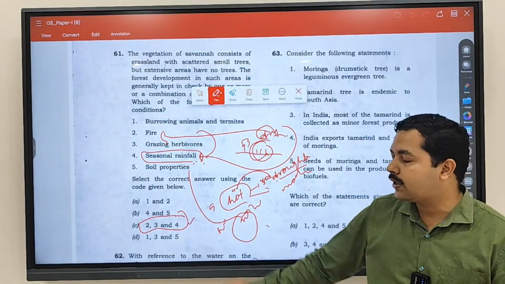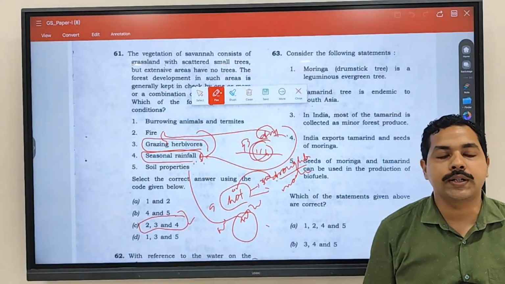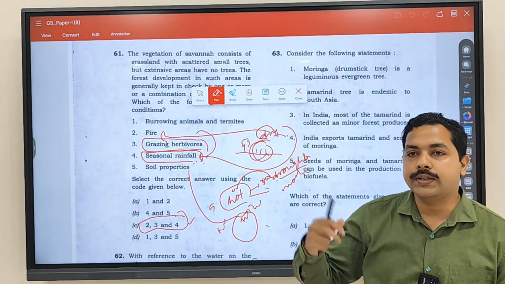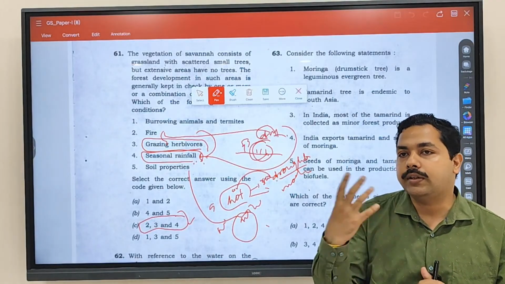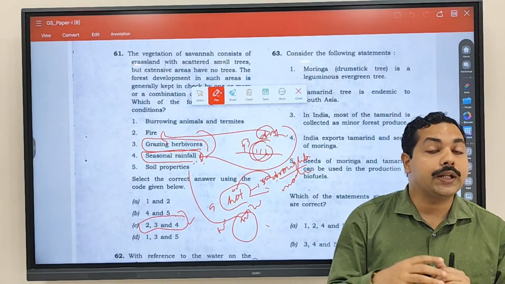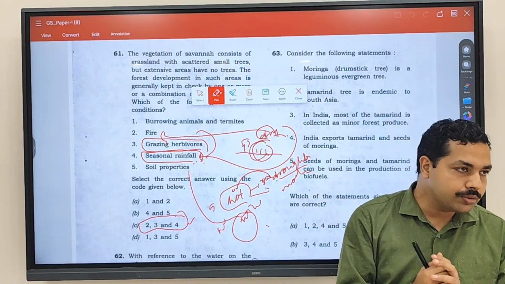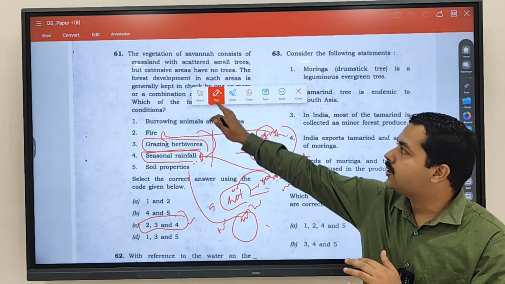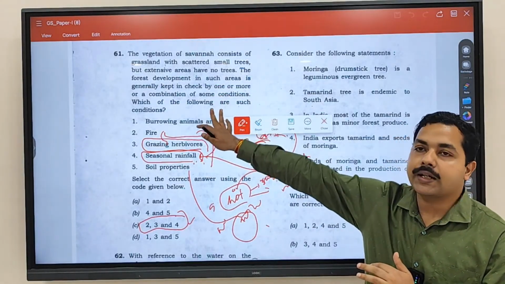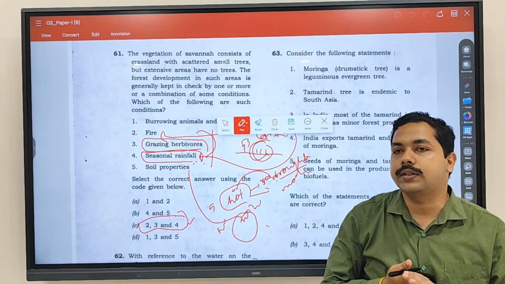and if 2 and 4 are definitely correct, then the only option left is 2, 3, 4. So grazing herbivores, as we discussed, the savanna region has a lot of herbivores and carnivores. If they eat grasses, what will happen? If they eat trees, what will happen? It is difficult for trees to grow in such a region. So a combination of these is the reason how the trees are kept in check in the savanna region. So this is how the question has been asked in the examination.